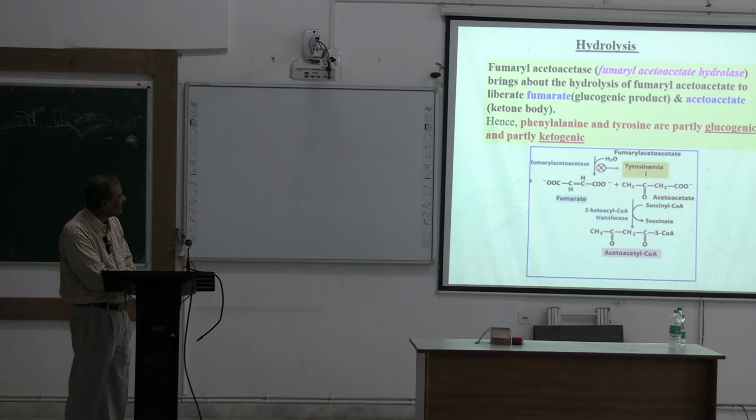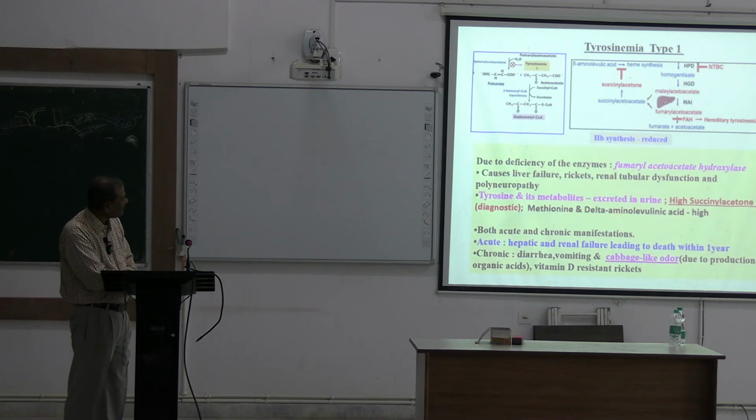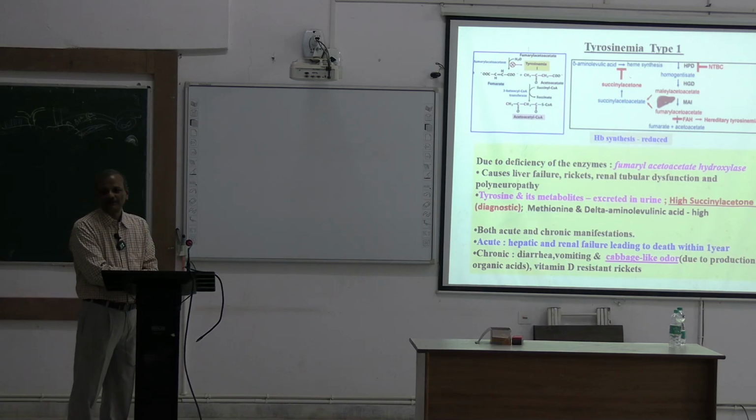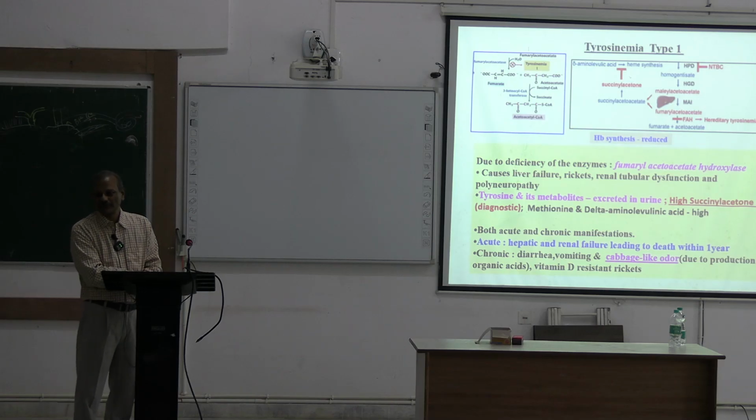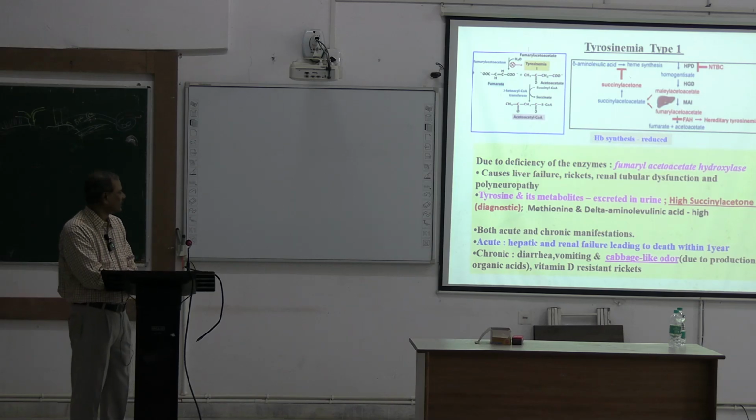If this enzyme is absent, there will be no breakdown of fumarylacetoacetate to fumarate and acetoacetate. So fumarylacetoacetate will be accumulated, and you see what will happen. It will be converted to succinylacetoacetate, and this succinylacetoacetate will inhibit heme synthesis. Heme production will be compromised, so hemoglobin will be formed in low amount. So anemia will be there.